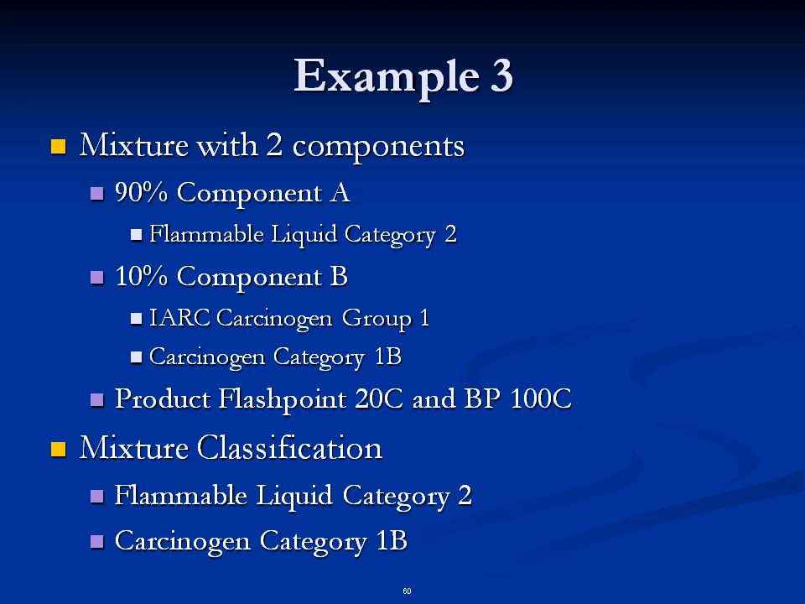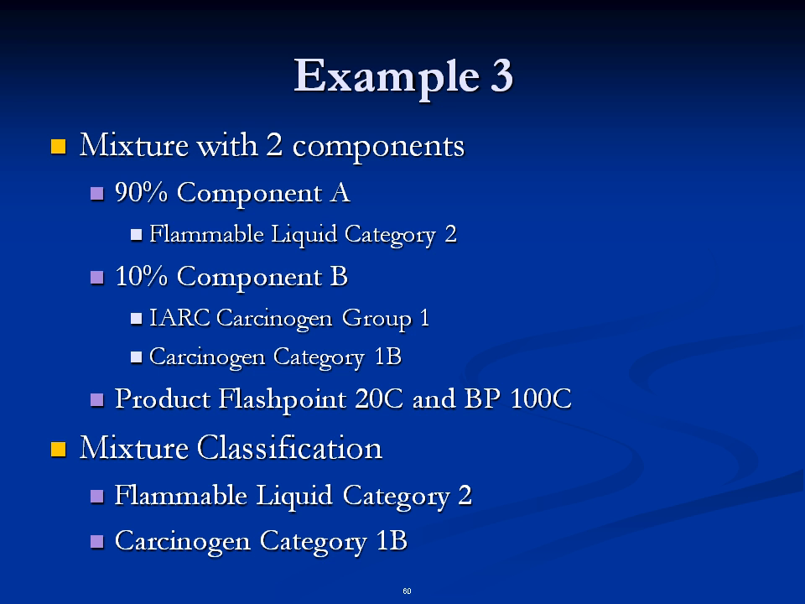For our third example, we have a product that has 2 different hazards. And I just wanted to kind of give you an idea of how we do those. So in this case we have a product that's a flammable liquid, but it's also been classified as a carcinogen. So I have 2 different classifications.